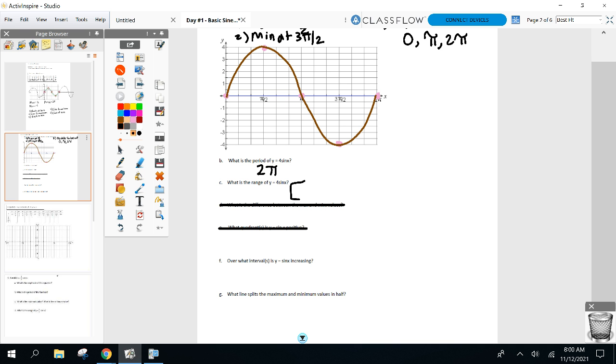Brackets, because it includes them. Where's it go from? 4 to -4. Well, I put the smaller one first. -4 to 4. I don't know if you guys remember that notation from last year. Again, why is it in brackets? Because it includes -4 and 4. If it didn't include it, I put parentheses.